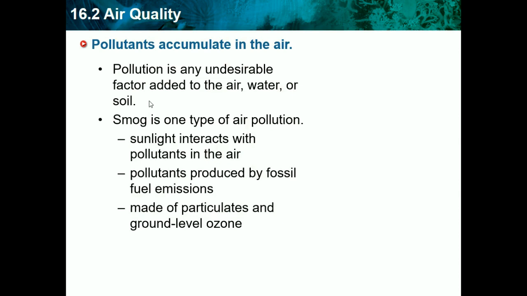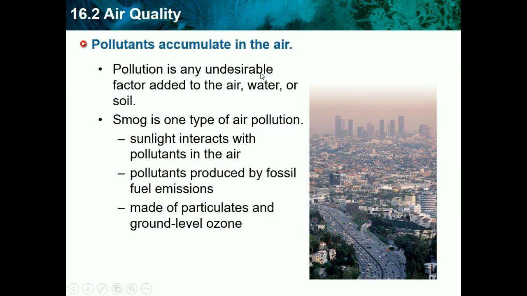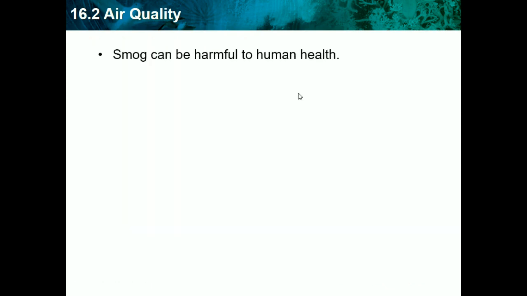The sunlight interacts with the pollutants in the air and creates smog, which is like a hazy fog, and it looks blackish, and it's not nice. Made of particulates and ground level ozone. So this is smog up here. You can see how the air isn't clear and see-through. It has a dark haze to it, and it's really bad for people's health. So smog can be harmful to human health.